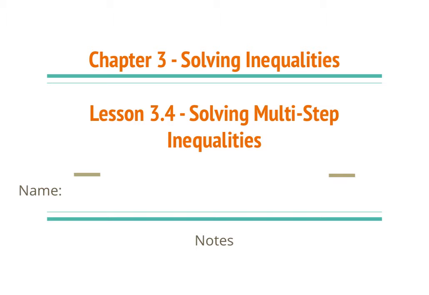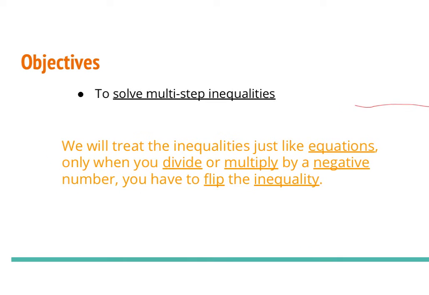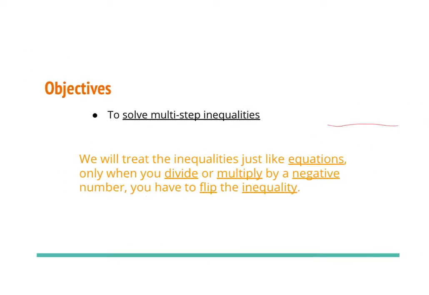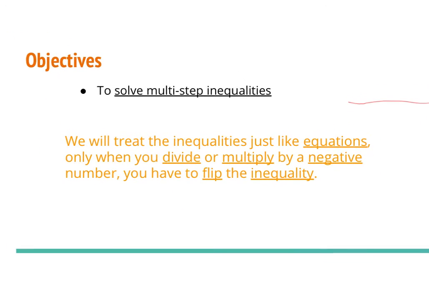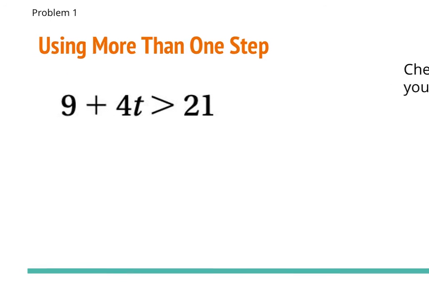Lesson 3.4, solving multi-step inequalities. Okay. All right, this is 3.4. Let's get started. Okay, so our objectives here are to solve multi-step inequalities. We're going to treat the inequalities just like equations. The only difference is when you divide or multiply by a negative number, you have to flip the inequality. Okay, so using more than one step.